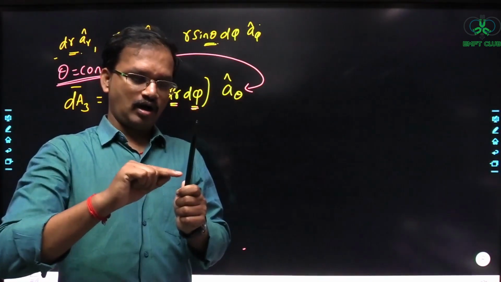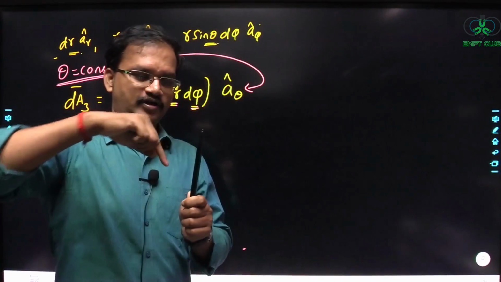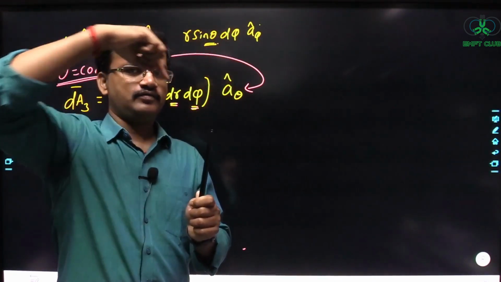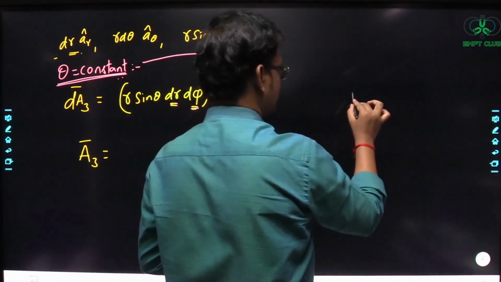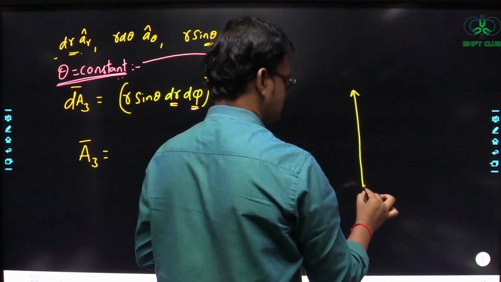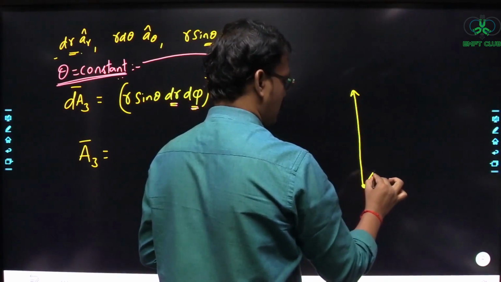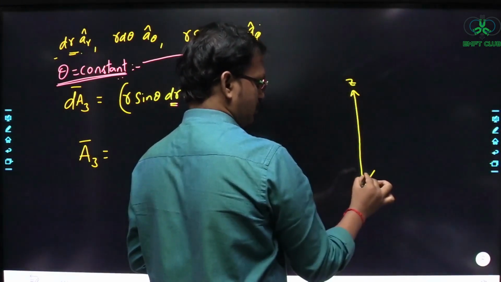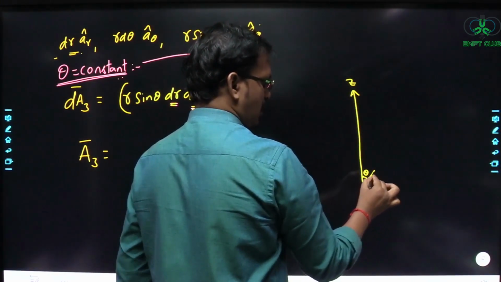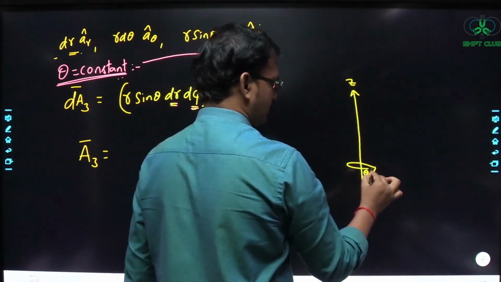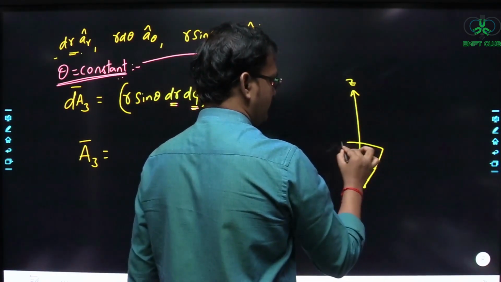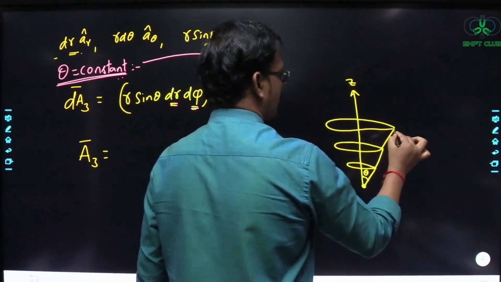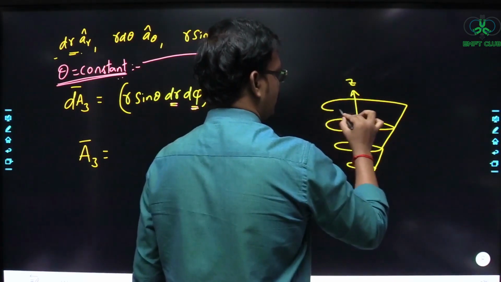I am varying r and I am varying phi. So let us say this is the z axis, and this is the center of the sphere. I am varying r, so the angle between the z axis and r is nothing but theta. I am varying r and I am varying phi.